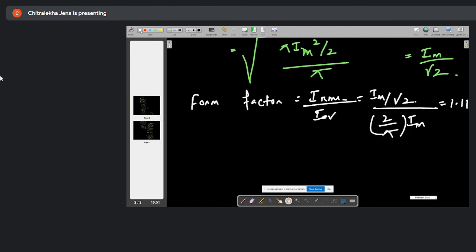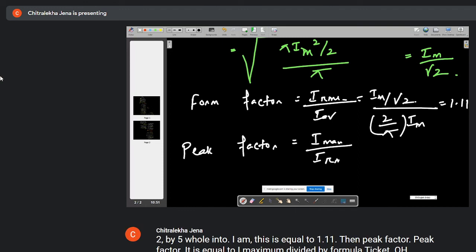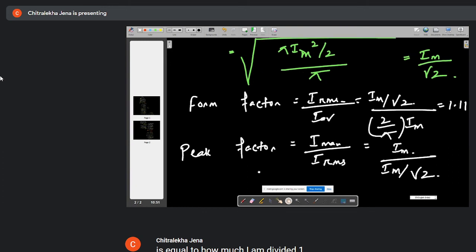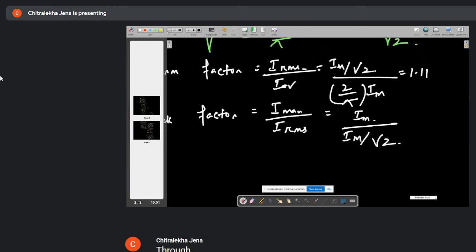Then peak factor. Peak factor is equal to I maximum divided by IRMS. So this is I maximum divided by IRMS. IRMS is equal to how much? Im divided by root 2. So Im divided by Im by root 2 is equal to root 2. Root 2 is 1.414. Got it?